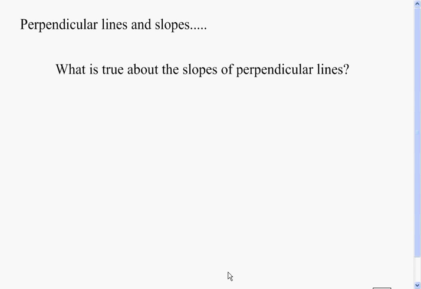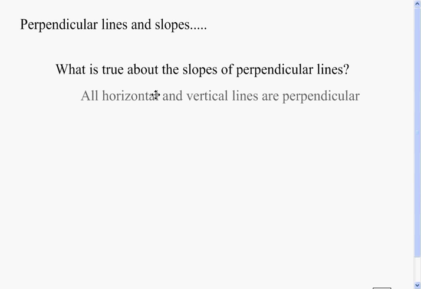Perpendicular lines and slopes. What is true about the slopes of perpendicular lines? 1. All horizontal and vertical lines are perpendicular. If we draw a horizontal line anywhere on a graph, and then we would come and draw a vertical line, they would be perpendicular.